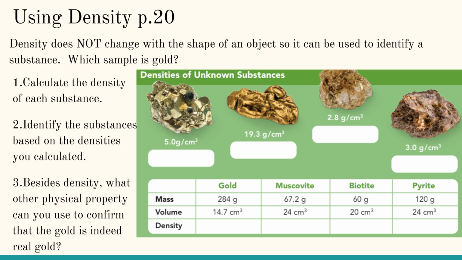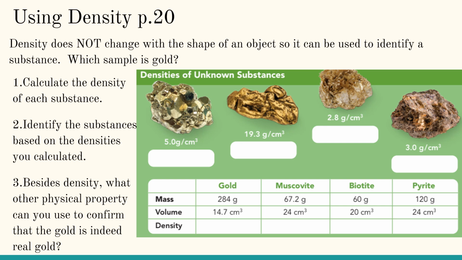All right, using density, page 20. Density does not change with the shape of an object, so it can be used to identify a substance. We're going to find out which sample is gold. So first we need to calculate the density of each substance.